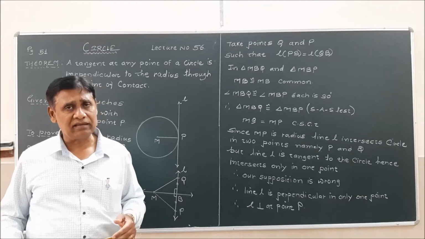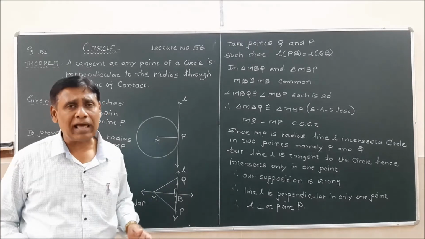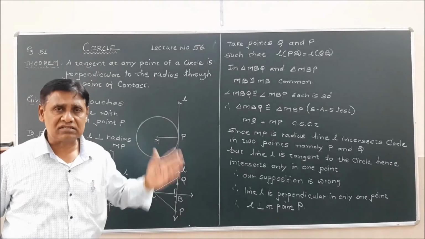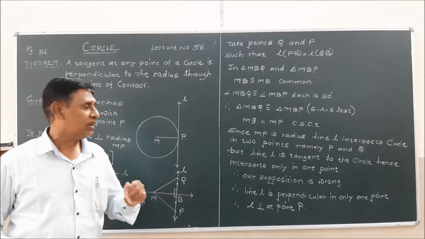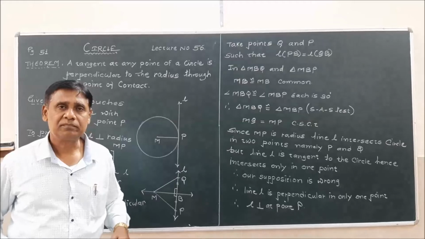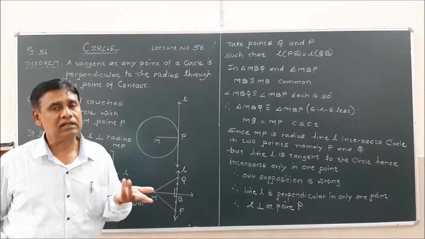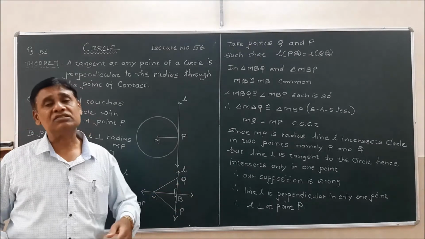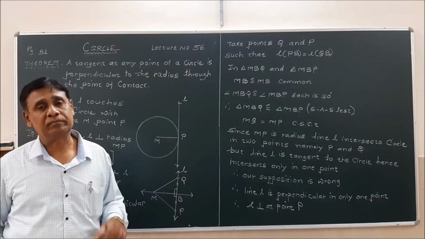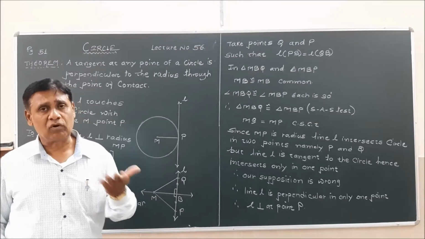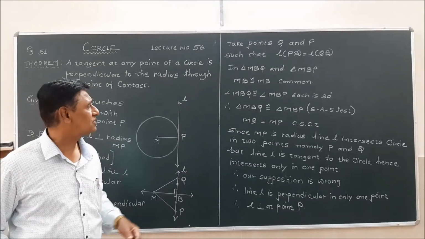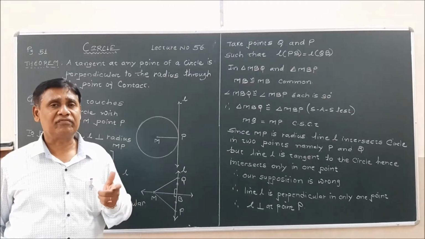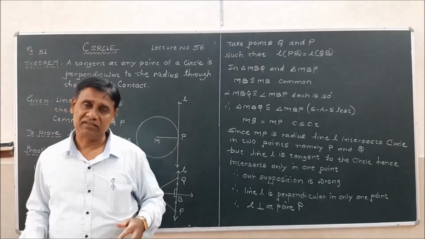And in case you say these are different, then naturally what happens? Then line L is touching the circle in two distinct points, namely P and Q, which is an absurd result. Therefore our supposition was wrong that line L is not perpendicular at P. Then what is the correct statement? The correct statement is line L is perpendicular at P if NP is a radius.